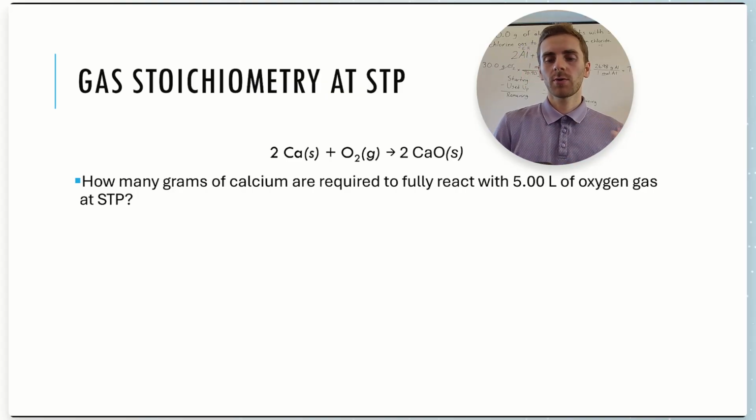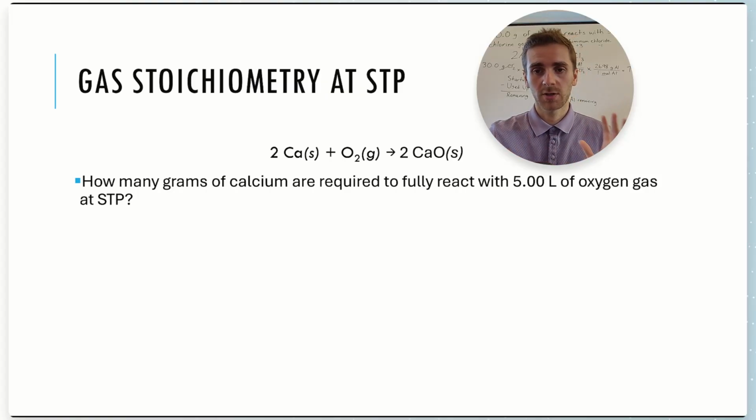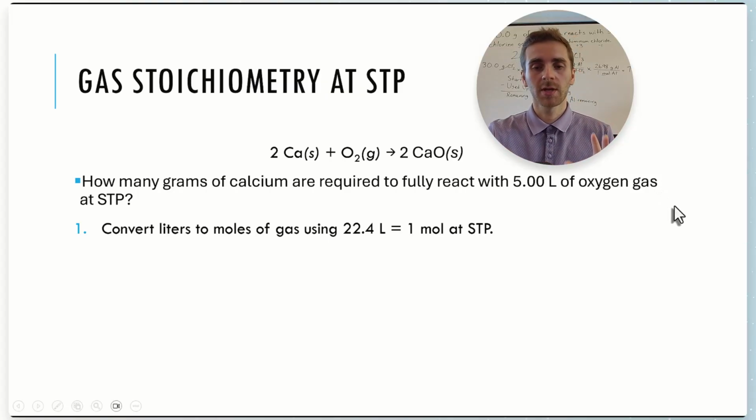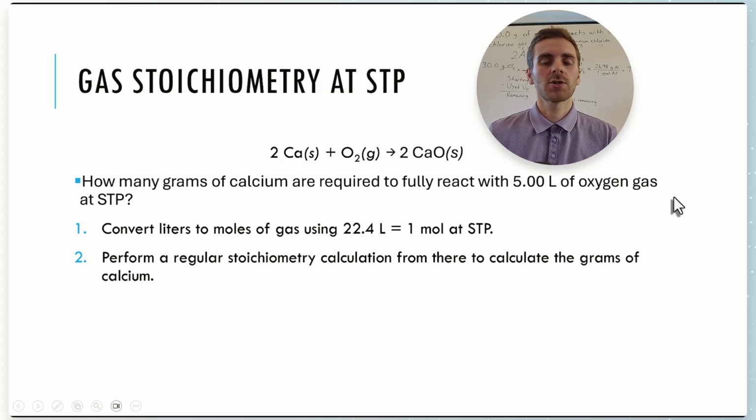And then in this example here, we're sort of doing the opposite. We're starting with the liters of the gas, and we're trying to calculate the grams of something else. So in this case, we would use the liter to mole conversion first to get into moles. And then once we're into moles, we can go ahead and just do kind of a regular stoichiometry calculation that we're familiar with from there.